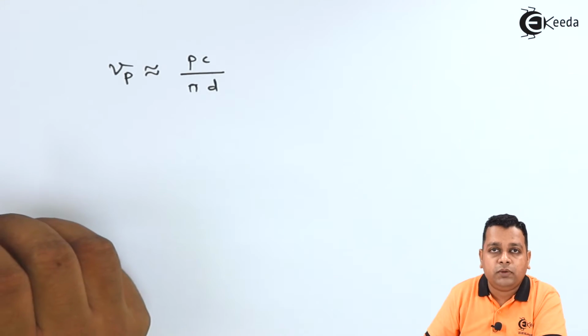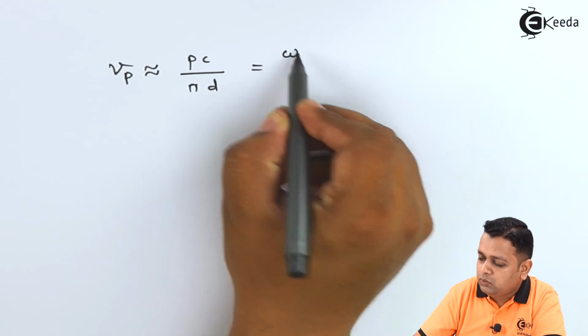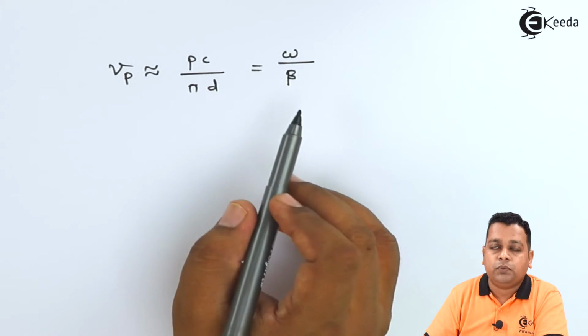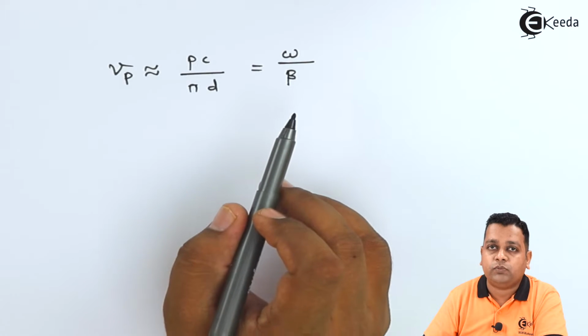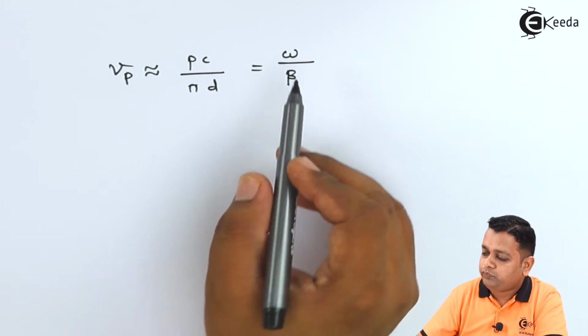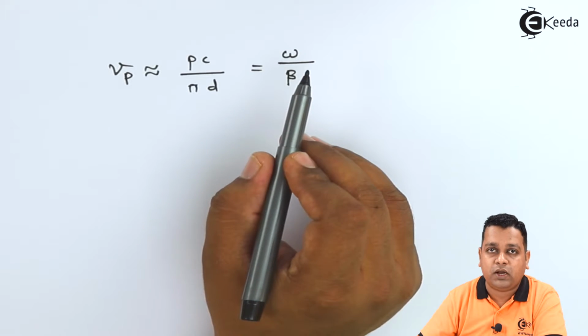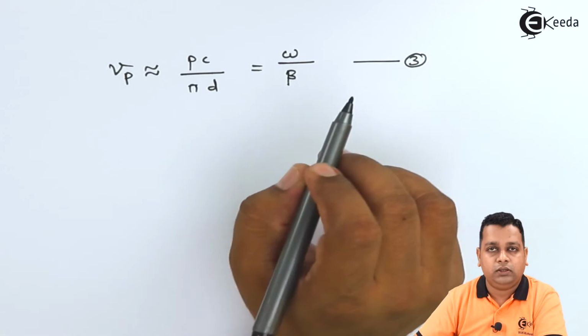According to the definition of the phase velocity, we must relate it to the ratio of omega and beta. Beta is the phase shift constant as far as the propagation of the signal is concerned, and omega is the angular frequency of that signal. Let this be equation number 3.